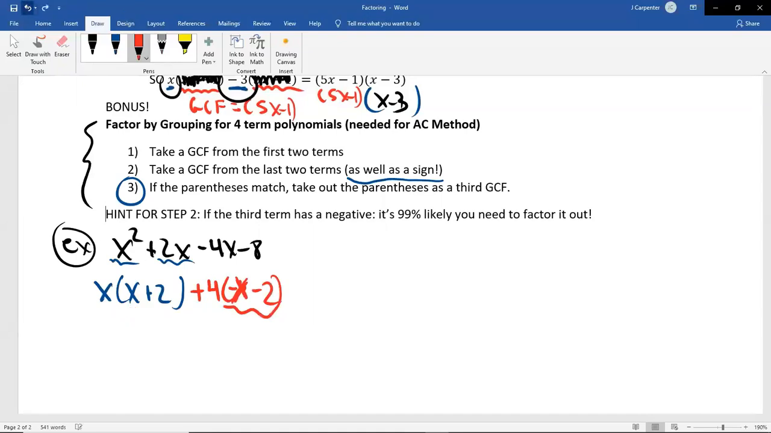So that's what I called the productive struggle, where instead of taking out a positive 4, let's try and take out a negative 4 instead. So the red's not wrong anymore. This will be correct. Now divide out that negative. That negative is part of the GCF. So negative 4x divided by negative 4 is positive x. Negative 8 divided by negative 4 is positive 2. Now they match, so our third GCF is x plus 2.